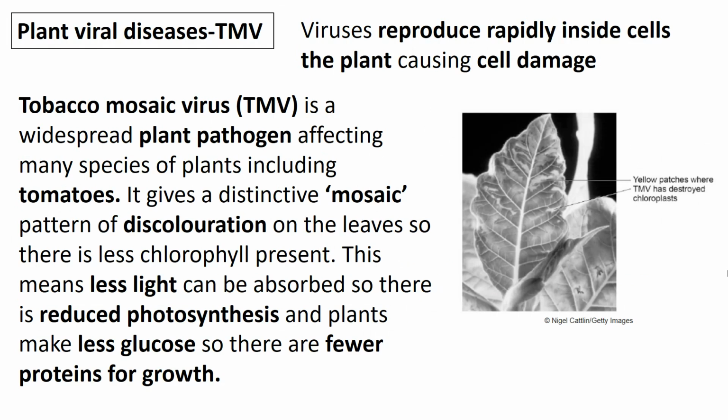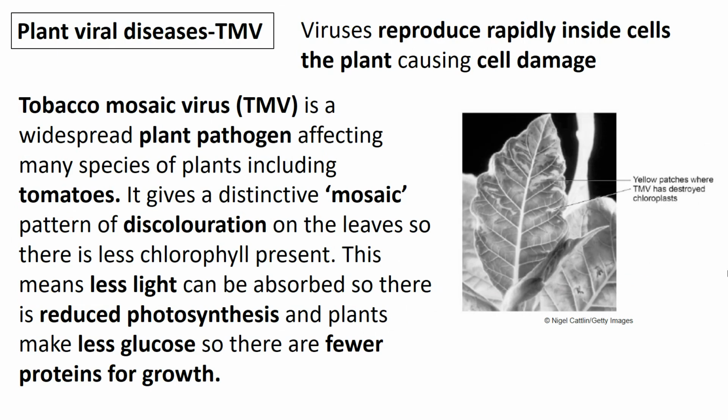You also need to know that plants can have viruses and pathogens too. And the viral disease you need to know about is TMV. So TMV stands for tobacco mosaic virus, and that's a plant pathogen that affects many types of plants, including tomatoes. It's called mosaic virus because it gives a distinctive mosaic pattern, so that sort of Roman mosaic pattern that you might see around and about. And that's discoloration of the leaves in that pattern.